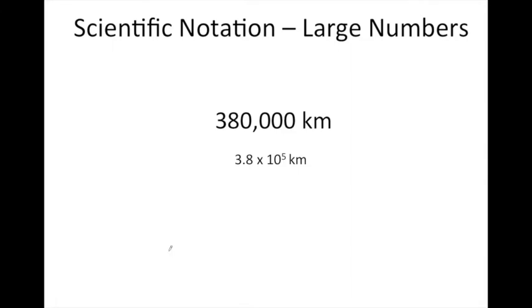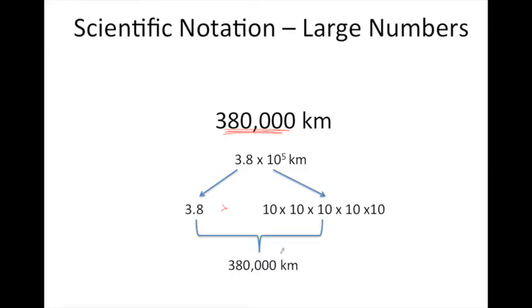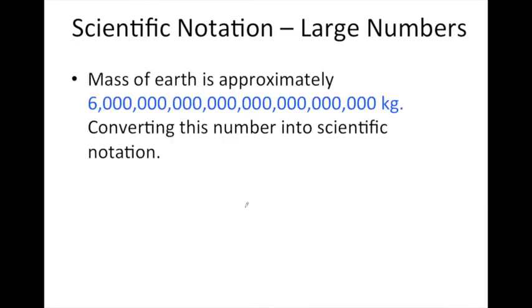So 3.8 times 10 to the 5th is the same as writing 380,000. And that's because what we're saying here is that we take 3.8 and multiply it times 10 times 10 times 10 times 10 times 10, 5 times. If you take 3.8 and multiply it times 10 5 times, you get 380,000. So these are equivalent. Let's look at one more large number.